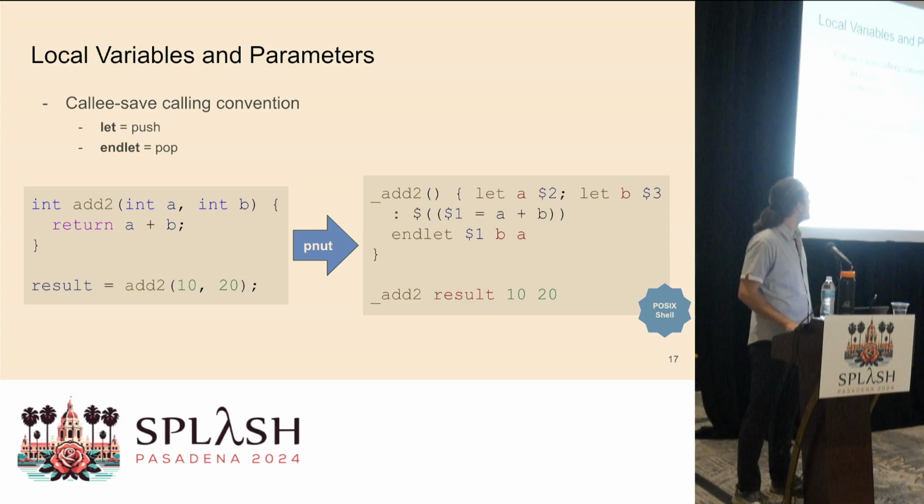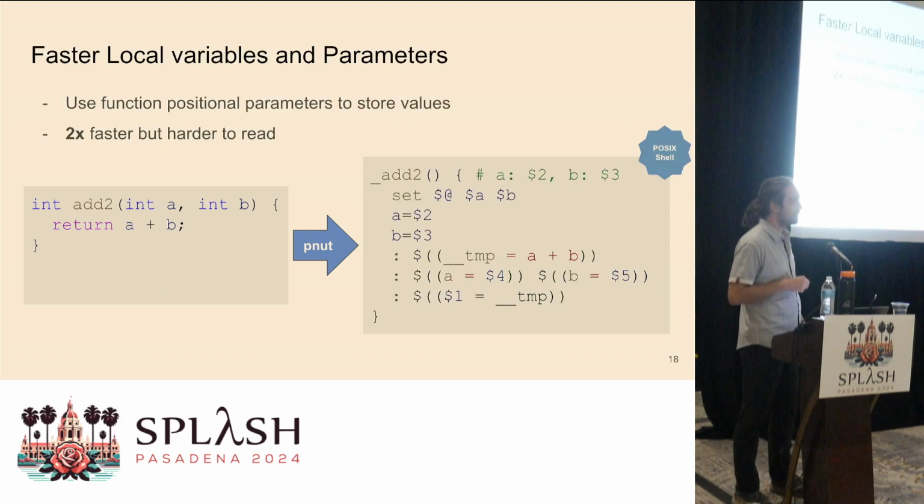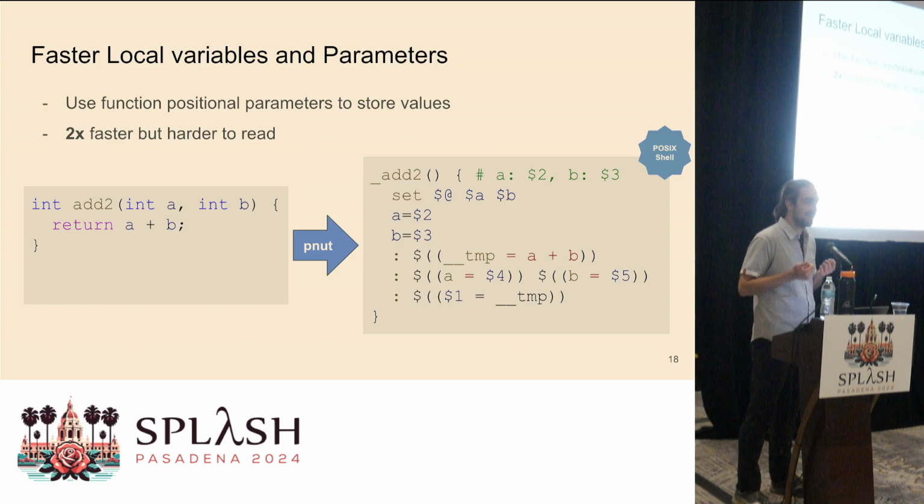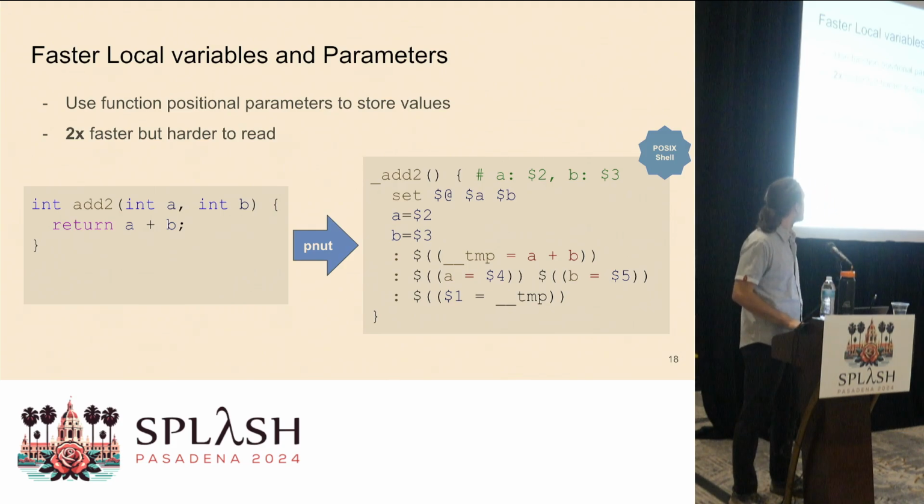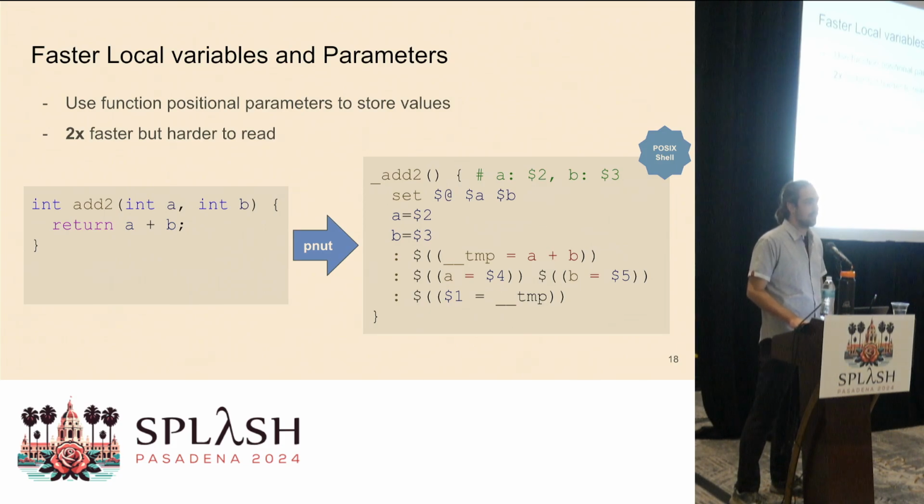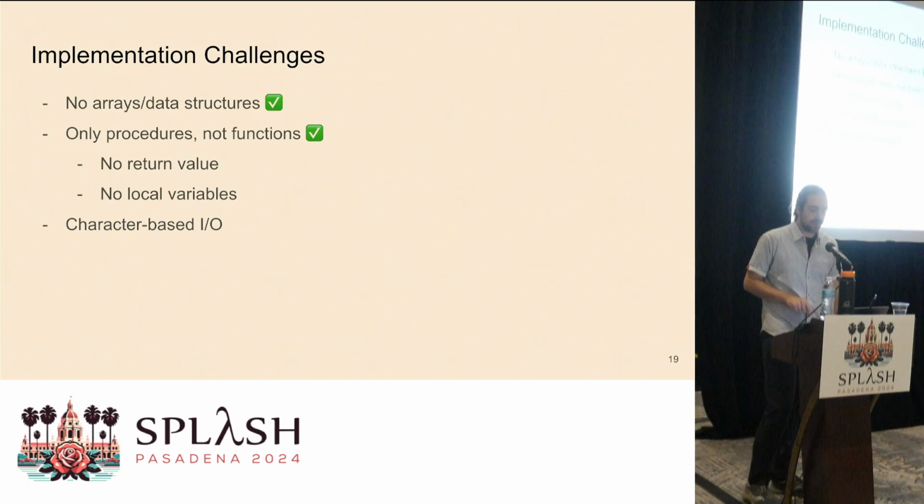Fortunately there's an alternative implementation where there's the set command where you can change the parameters of a function dynamically. And so we can use that to add more parameters to the function call and store values that way. This is much faster, but it's much harder to read, and we ended up not having to use this optimization. But it's nice to know that it exists. So that takes care of the second challenge.